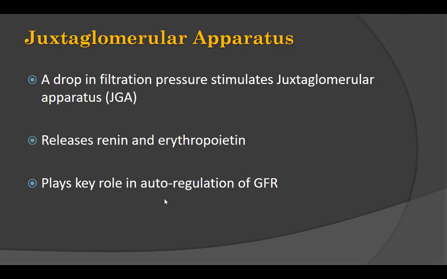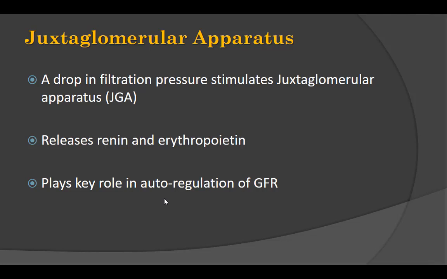This juxtaglomerular apparatus, I already mentioned to you, releases renin and also erythropoietin in response to a drop in blood pressure. So, it will release renin and erythropoietin. Renin will go and stimulate angiotensinogen all the way to aldosterone, if you remember. Erythropoietin will stimulate bone marrow to make more blood cells. And this is what I was telling you in the last slide.